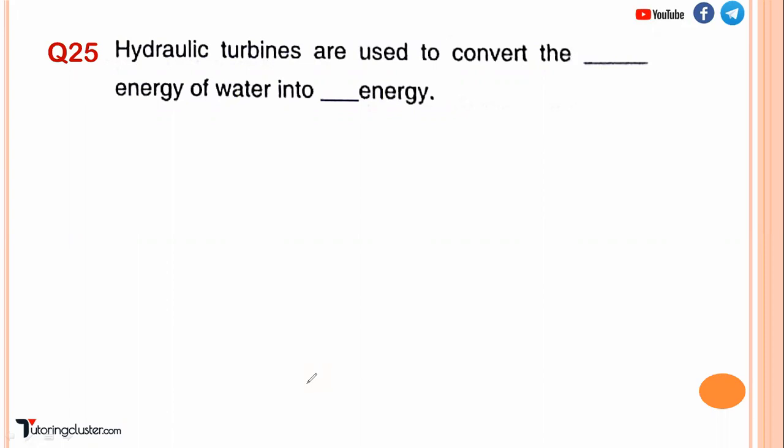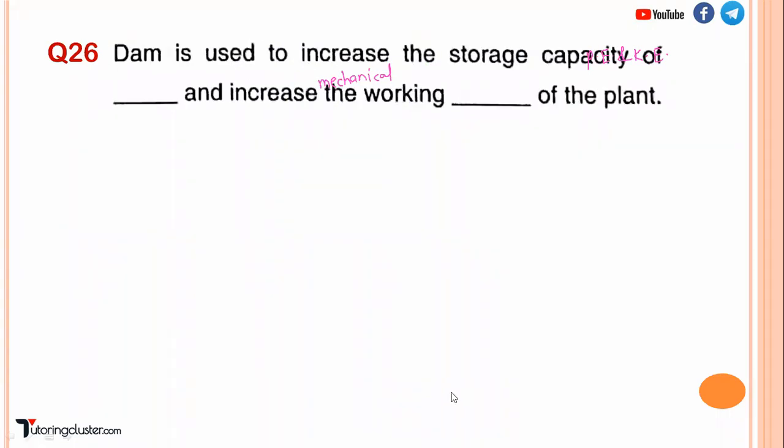Now, hydraulic turbines are used to convert. Number of times we have seen, the hydraulic turbines are used to convert pressure energy or potential energy and kinetic energy of the water into mechanical energy. Into mechanical energy. All the energy conversions are important.